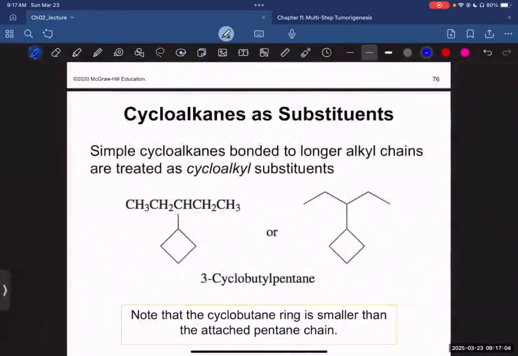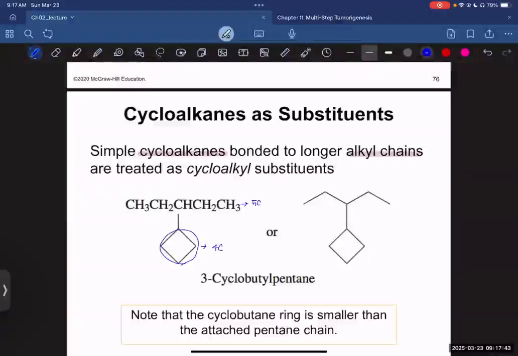Now, we have situations where a cycloalkane is bonded to an alkyl chain, but if we count the number of carbons in the alkyl chain, it has more carbons than the cycloalkane. The example shown below has an alkyl chain with 5 carbons and a cycloalkane with 4 carbons. So in this case, we're not going to consider the cycloalkane as the parent.